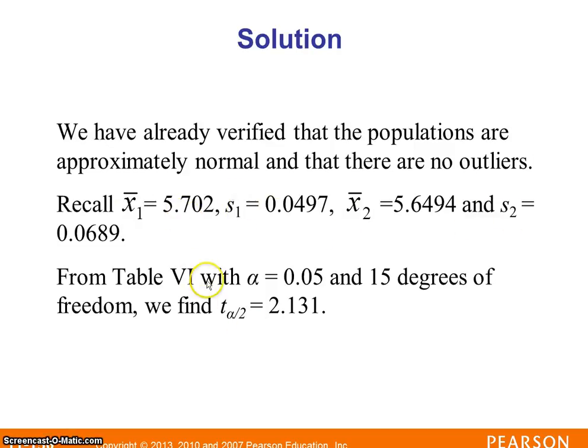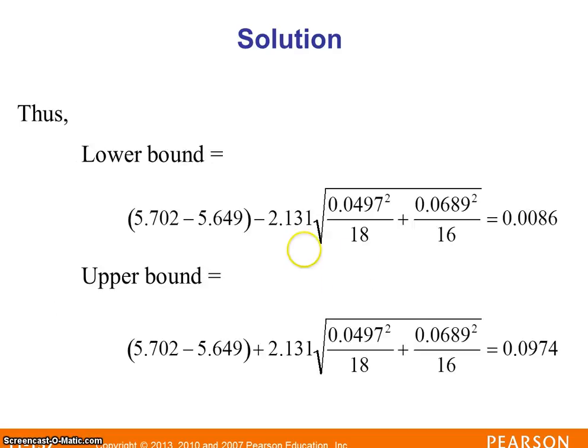From table 6 with alpha equals 0.05, again with 15 degrees of freedom, we'll find that t alpha over 2, in this case alpha is 0.05, so this would be t of 0.025 with 15 degrees of freedom, is given by that. And then calculating this out, you'll have the same thing here and here, same thing here and here. So just calculate this, subtract it from that, and then add here, and you'll get our two values here.